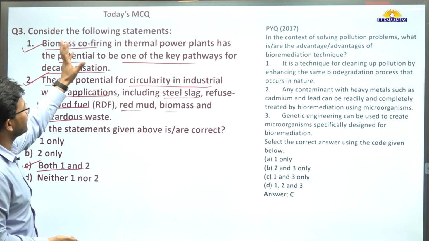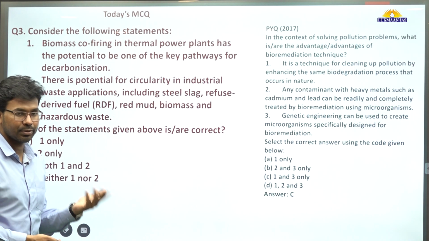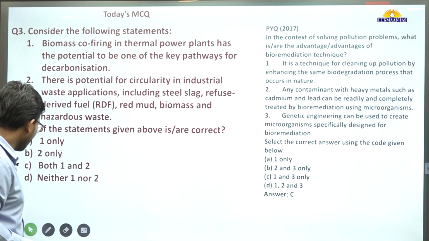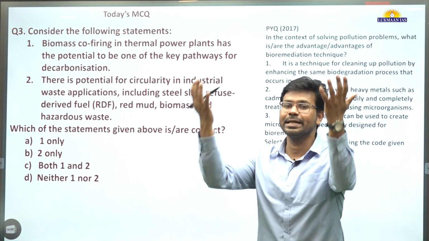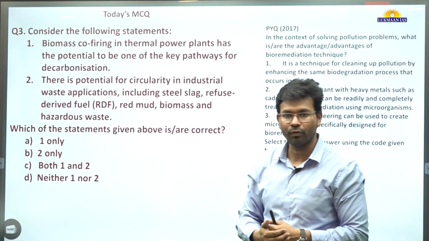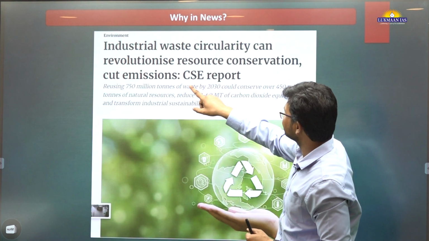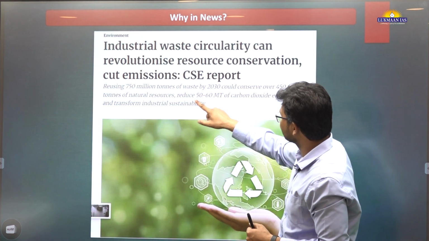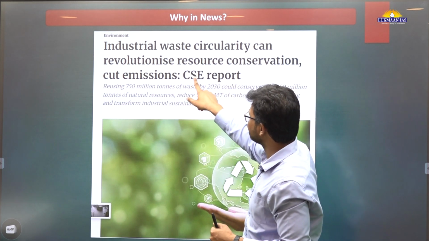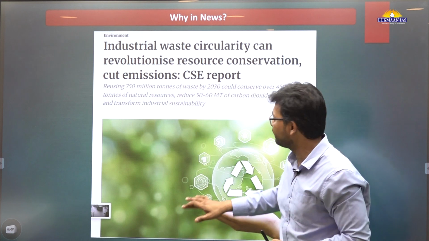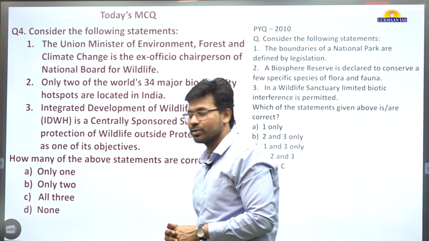So biomass co-firing happens in thermal power plants and it reduces the amount of carbon dioxide being released. We know carbon dioxide is a potent greenhouse gas. The increasing amount of carbon dioxide increases global warming also. Then this is the newspaper article. It says industrial waste circularity can revolutionize resource conservation, cut emissions. The Centre for Science and Environment, a Delhi-based think tank, came up with this report. Based on that, we have framed this question.